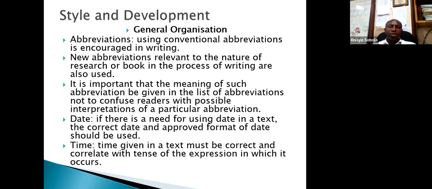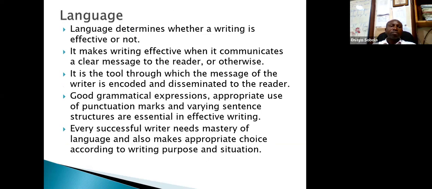Any other question? Any other question before we proceed? So if there's no other question, let's just proceed to our next item.